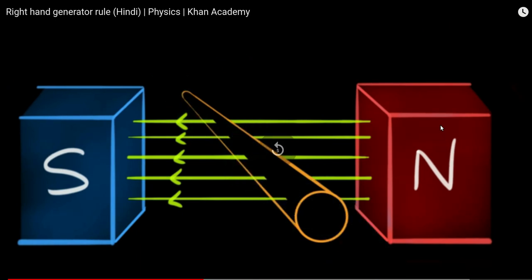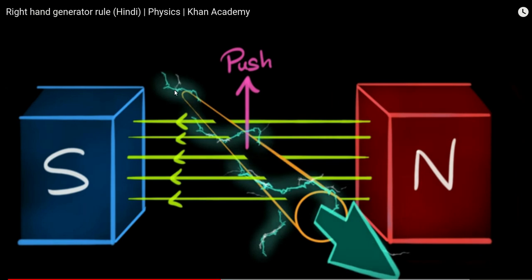So as you can see, if we keep this rod and we push it upward in this magnetic field, which is going from the north pole to the south pole, then current gets induced in it. So a current has now started, and the direction of the current is out of the screen, towards you. Alright, so this is Fleming's right hand rule.